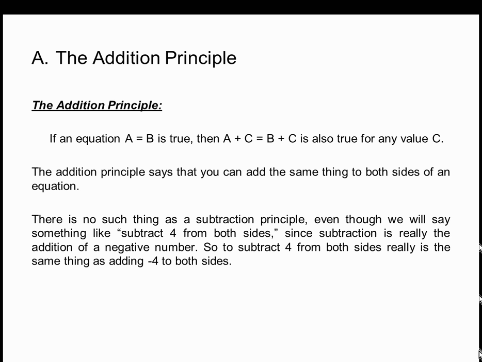So there's no such thing as a subtraction principle, even though we will say something like subtract 4 from both sides, since subtraction is really the addition of a negative number. So to subtract 4 from both sides really is the same thing as adding minus 4 to both sides. Now, some books do talk about a subtraction principle, but we won't. Okay, so the addition principle takes care of adding a negative number for the subtraction principle.